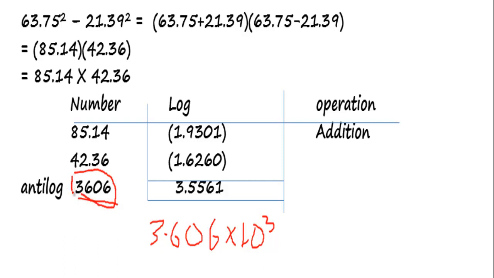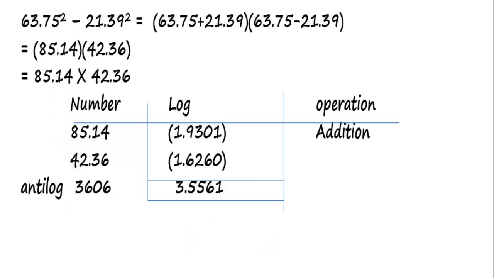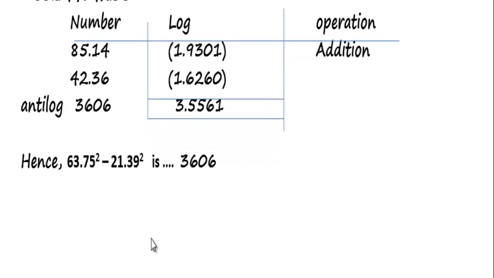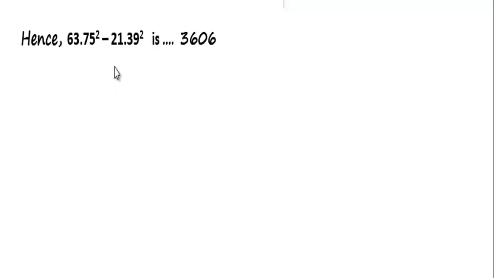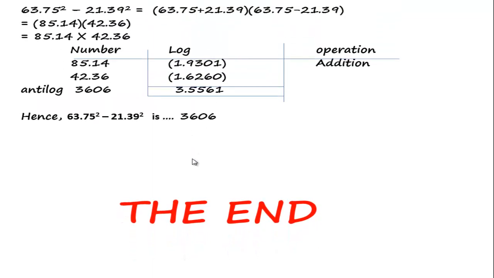If you want to check whether you are correct, just use your calculator to multiply 85.14 by 42.36. You will get the same answer as this. So that is what we are talking about. I believe you get this very right. Thank you very much. Hence, 63.75 squared minus 21.39 squared is 3606. The end of the logarithm, this first part.